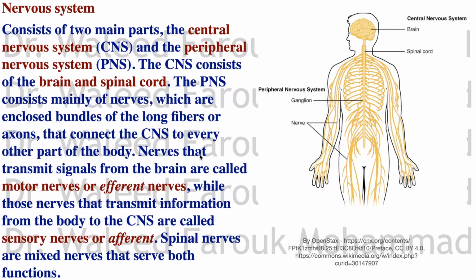Impulses arising from the nervous system are called efferent impulses, carried through efferent nerves, and impulses received by the CNS, meaning coming from the body to the CNS, are called afferent impulses or sensory impulses, carried through afferent nerves.